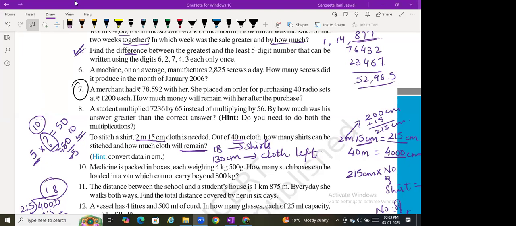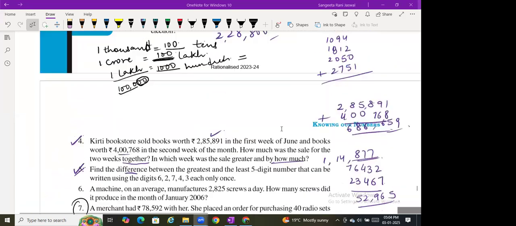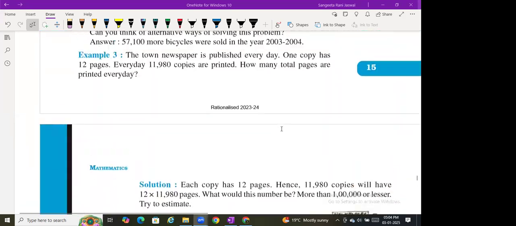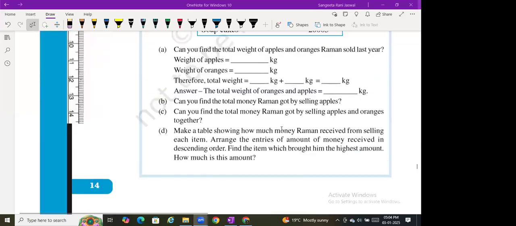I got the answer. Okay, what is the answer? 20,592 are left with her, ma'am. Everyone got the same answer? Yes, ma'am. Okay, so let's move to the Indian system and the international system. Children, let me explain that first.